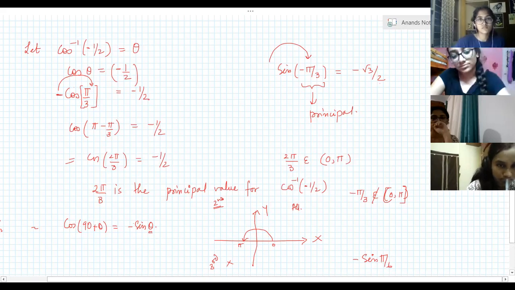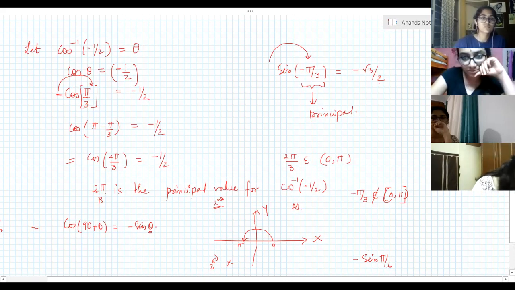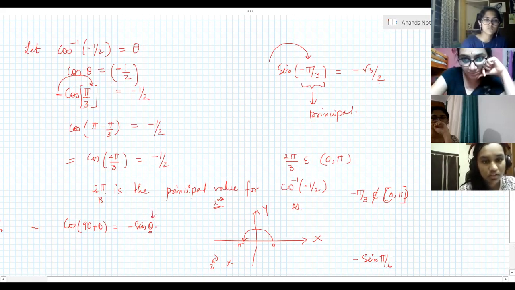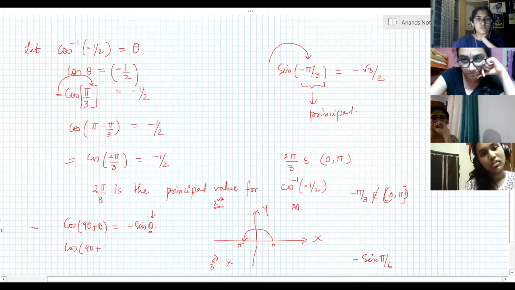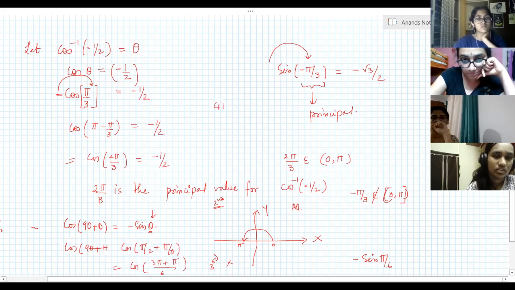Okay, cos 90 plus theta is equal to minus sine theta. What value of theta is going to give you minus half? Theta has to be 30 degrees, right? Sine 30 is half. So that means cos of 90 plus 30. 30 is nothing but pi by 6. 90 plus 30. Okay, so you check this. This will be cos of 3 pi plus pi by 6, cos of 4 pi by 6. 4 pi by 6 is nothing but 2 pi by 3.